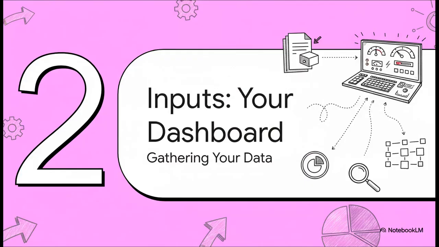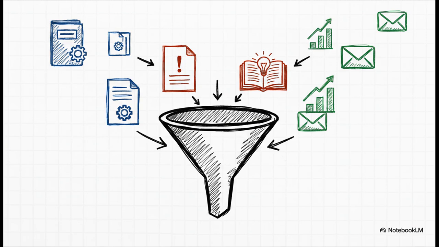Okay, so to run quality control, we need data. We need something to measure against. So let's talk about the inputs. Think of these as your monitoring dashboard, all the key documents and data points that tell you what's really happening out there. The PMBOK guide gives us a really clear list of inputs.